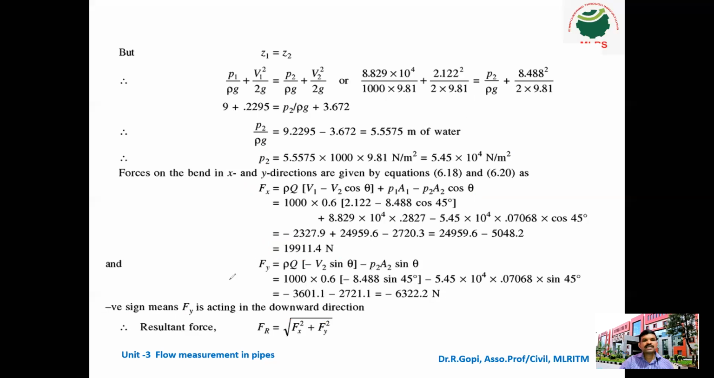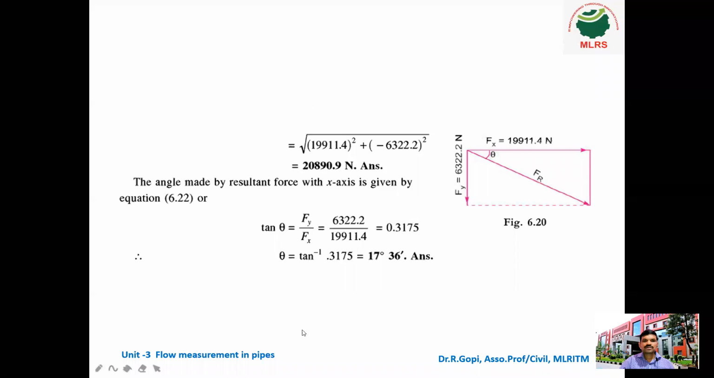So no problem. Find the resultant force. So the resultant force Fr is equal to root of Fx square plus Fy square. Okay, so finally we got the equation. The root of this is a plus value. We saw Fx value is plus and Fy value is minus. If you square the minus, that also becomes plus. It automatically changes. So finally 20890.9 Newton. So this much resultant force is acting on that bend.